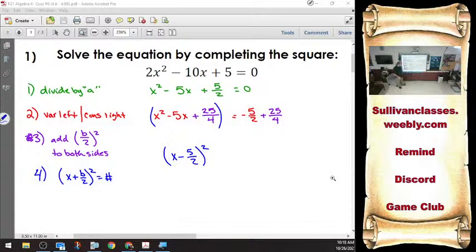Some kids will get a little goofed up by, but you said plus b over 2. Why is that minus? Well, what is b in blue? Right? So I'm adding a -5 over 2. I need common denominators. 5/2 times 2 is a -10/4, plus 25/4 is 15/4.